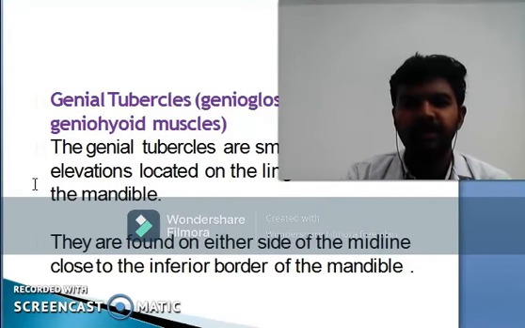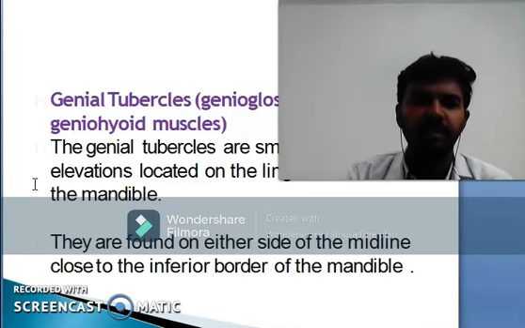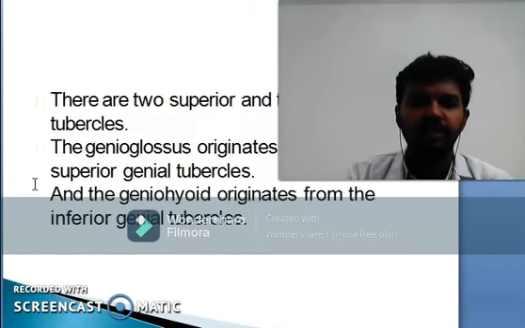The genial tubercles. The genial tubercles are small bony elevations located on the lingual surface of the mandible. They are found on either side of the midline close to the inferior border of the mandible. There are two superior and two inferior tubercles. The genioglossus originates from the superior genial tubercles and the geniohyoid originates from the inferior genial tubercles.